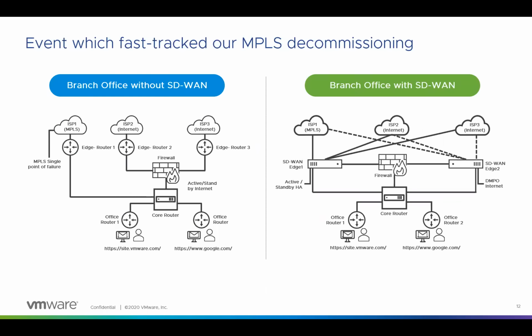Great. So here we have 2 different types of topologies: a branch office without SD-WAN and then a branch office with SD-WAN. Let's go over this diagram itself and what it entails. On the left-hand side, we have 3 edge routers, and each of these edge routers is connected to an ISP. When the internal user needs to connect to internal traffic, it goes over the MPLS. We also have the active standby internet. When the user needs to go to the internet, it goes out the primary internet. And then we have a scenario where if the internet 2 fails, the traffic fails over to the standby internet and continues to process.